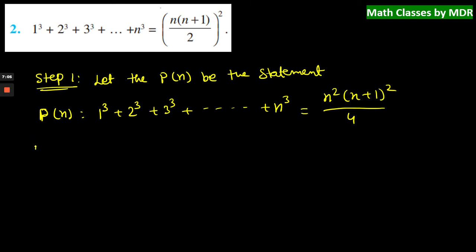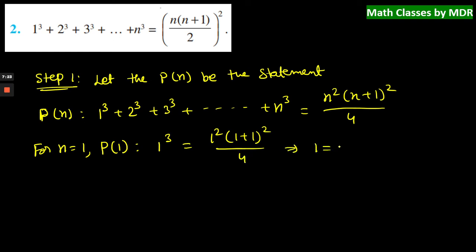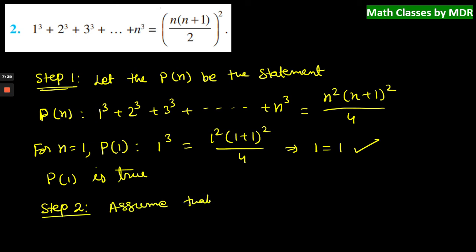Right? So now for n equals 1, we have to check whether the given statement is correct or not. That means for p of 1, the sum of the first 1 term, the first term is 1. So 1 cube equals 1 square into 1 plus 1 whole square by 4, which implies 1 is equal to 1. So p of 1 is true. We came to know that p of 1 is true. Then we go with the second step. What is the second step? We assume that p of k is true.